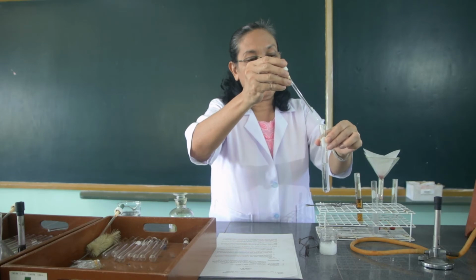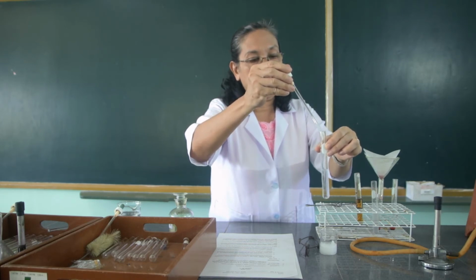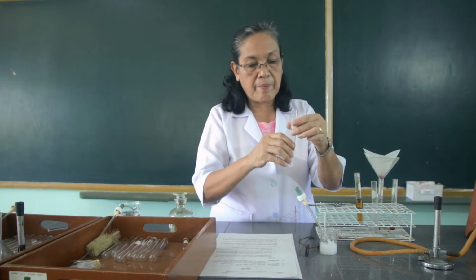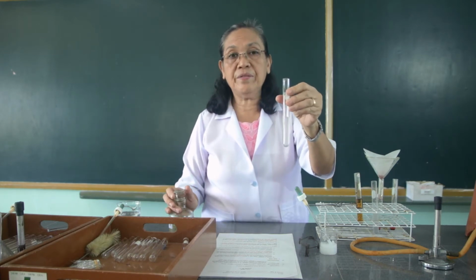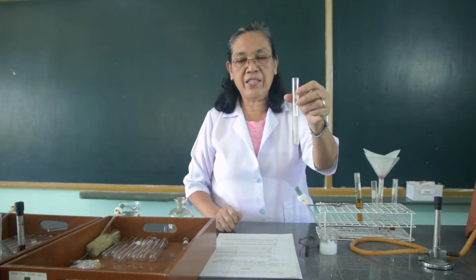3, 4, 5, 6, 7, 8, 9, 10. Then we will add 1 ml of the coconut oil into this mixture of the distilled water and the soap solution.